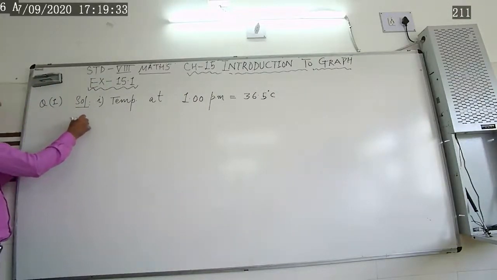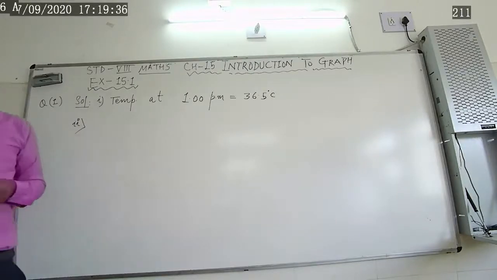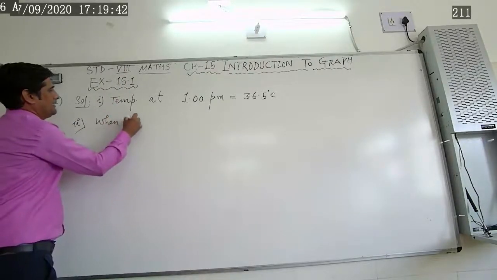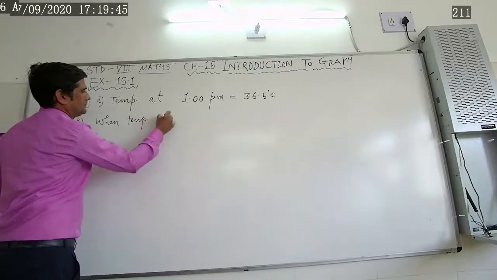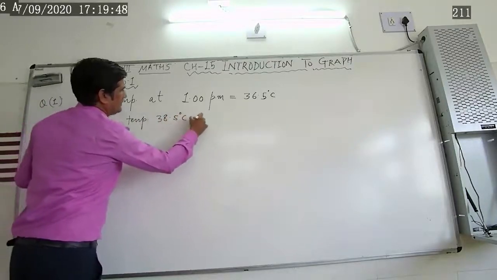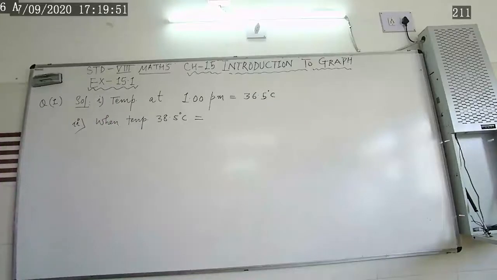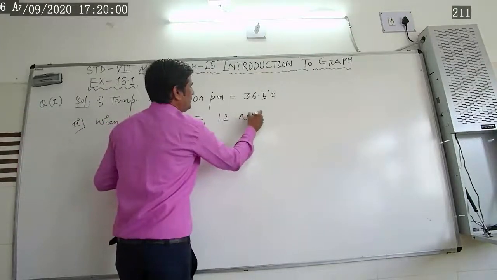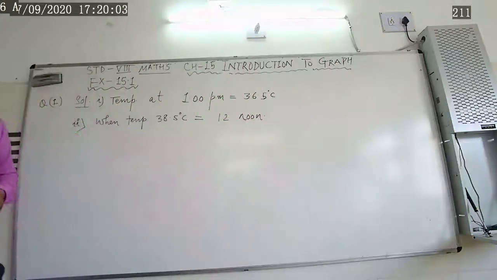Second one is also given here. When was the patient's temperature 38.5? So the temperature 38.5 is at 12 noon. What time? 12 noon. This is the interval of temperature 38.5 at the time of 12 noon.